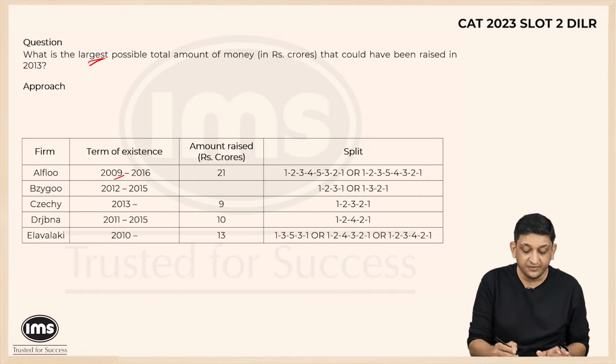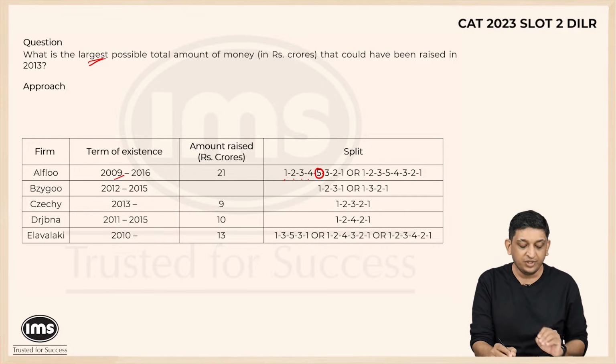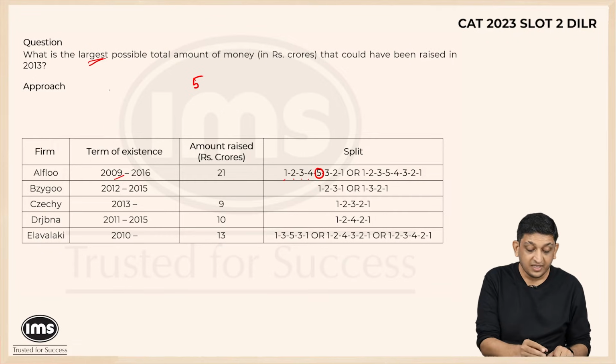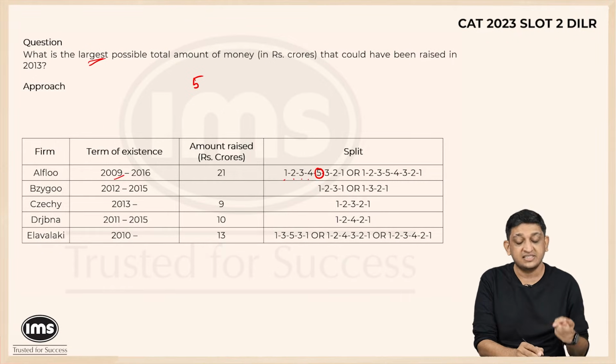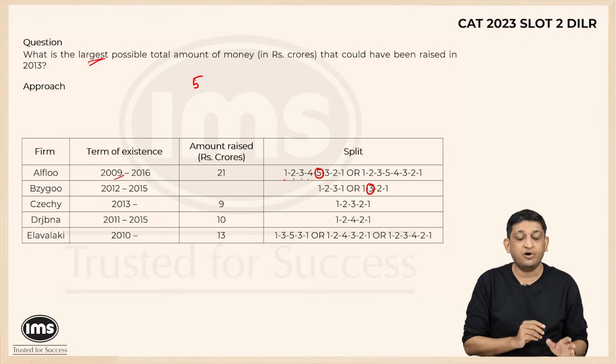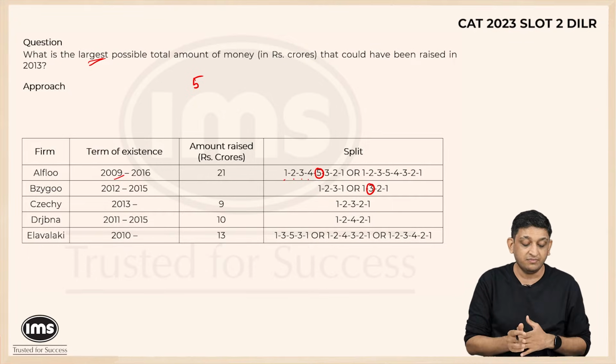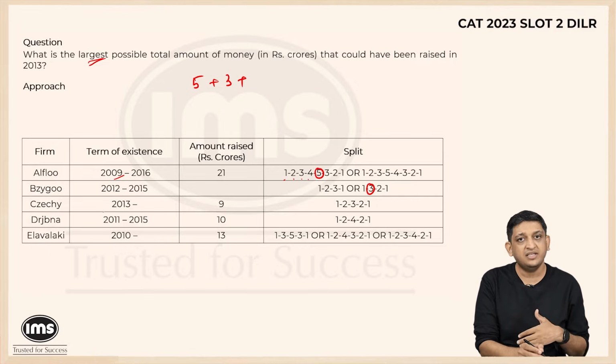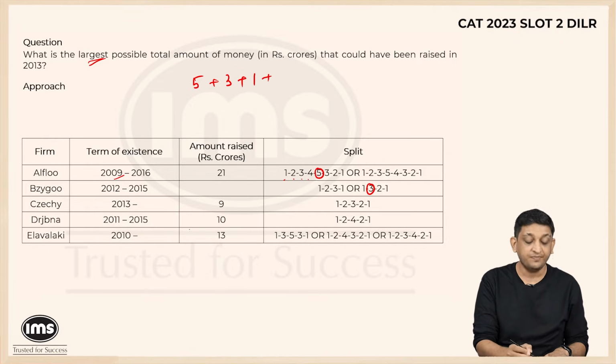So 2013 was the fifth year of existence for firm A. So 1, 2, 3, 4, 5. So 5 crores, and 5 is the largest number here. So we know for sure that A would have contributed 5 crores at max. What about B? In 2013, it would have been the second year of existence. So the maximum fund that would have been raised by firm B in 2013 should have been 3 crores. So 5 plus 3 for firm B. Firm C started in 2013. It cannot do anything. It has to raise 1 crore. Firm D in 2013 would have been the third year of existence. So it would have raised 4 crores.